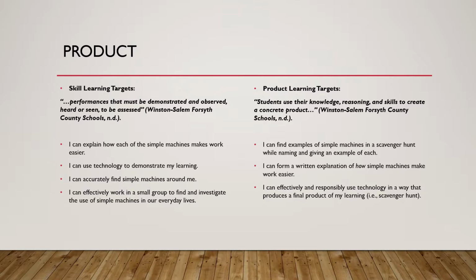Within the actual performance piece of the task, there is a combination of skills and products for which each student should be reaching. The difference between skills and products is that skills are the pieces of the learning that can be observed or witnessed throughout the assessment, while the product is the concrete creation. The skills that can be observed in this performance task are explaining how each simple machine works, using technology to demonstrate learning, accurately finding simple machines, and effectively working in small groups.